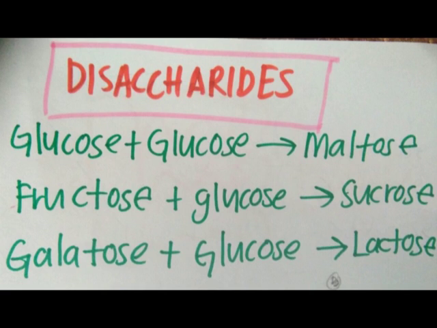Followed by disaccharide. It is made by the joining of two monosaccharides. The examples are maltose, sucrose, and lactose. Some disaccharides are reducing sugars while some are not, for example sucrose.